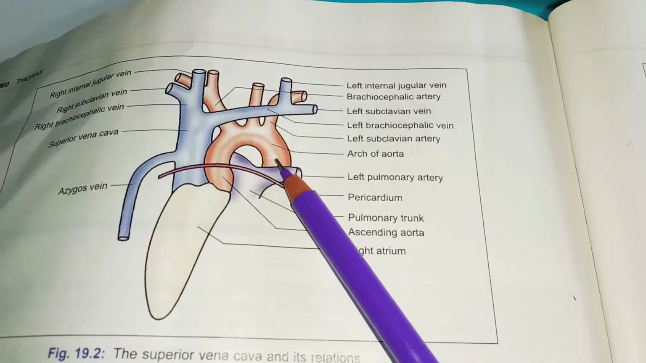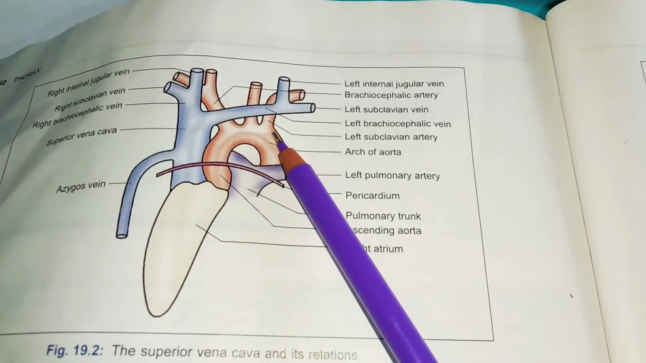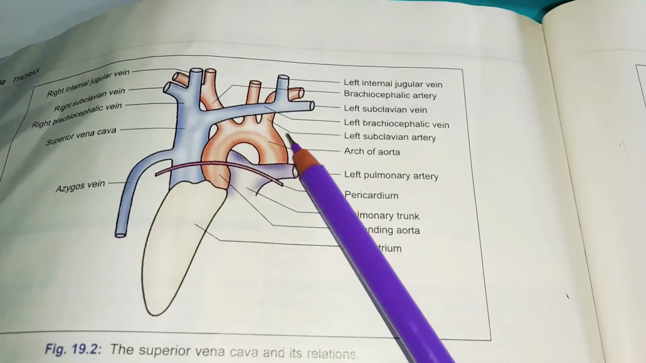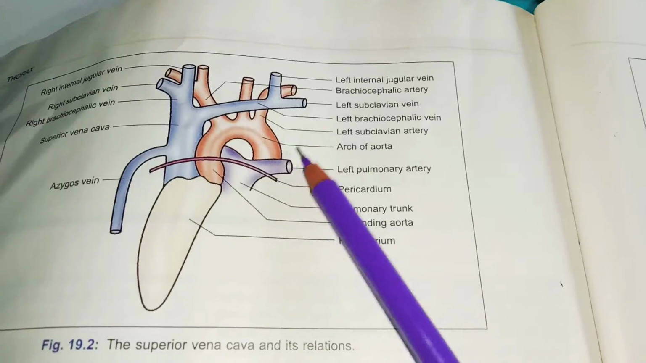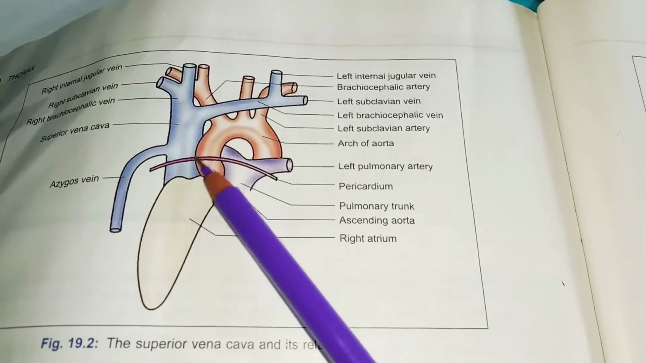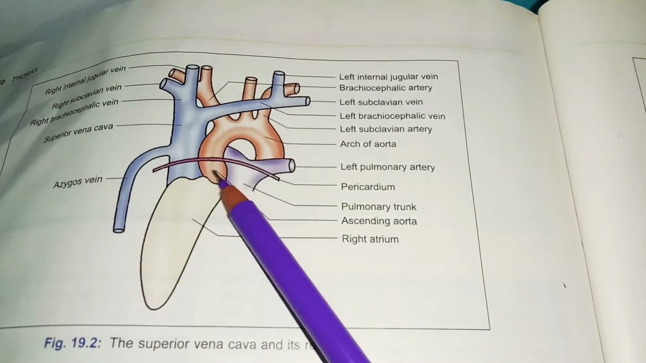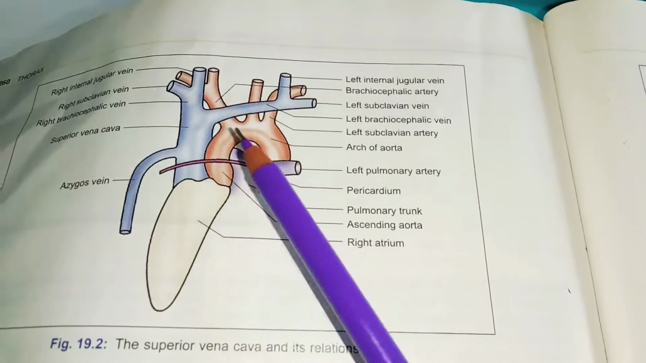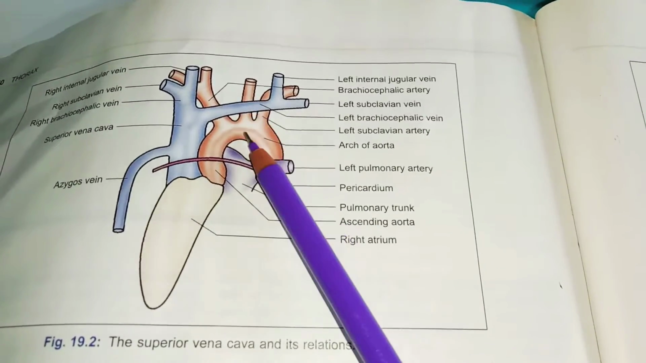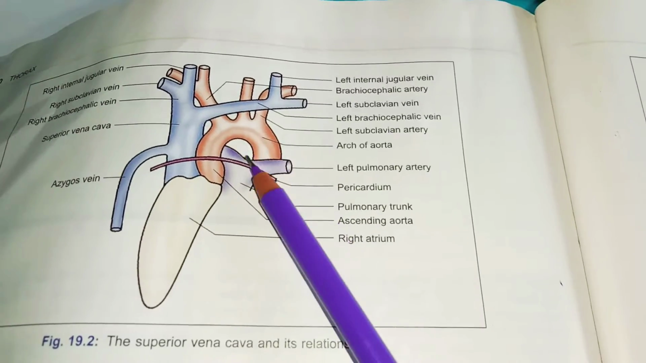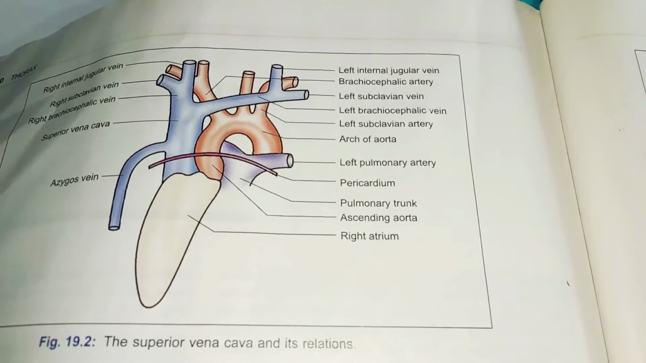Remember that the arch of aorta is in the superior mediastinum, but the descending thoracic aorta is in the posterior mediastinum. Then where is the ascending aorta? The ascending aorta is located in the middle mediastinum of the inferior mediastinum itself. But the arch of aorta is only located in the superior mediastinum. Descending aorta is located in the posterior mediastinum.